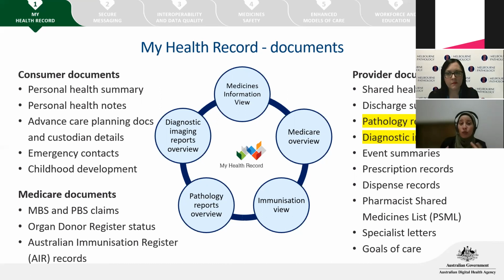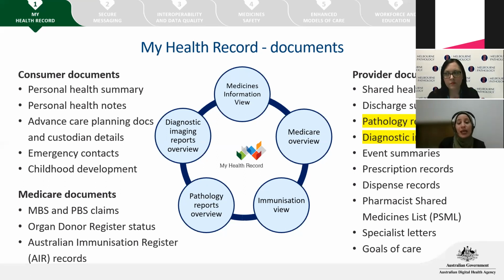Consumer documents, again, really important, especially for example, for aged care now with advanced care planning information, they can have that information available on their My Health record, as well as emergency contact information. And Medicare documents are helpful for a lot of providers as well. They can look up the Medicare claims, see what claim numbers have been claimed already, and when the patient is eligible for another one.